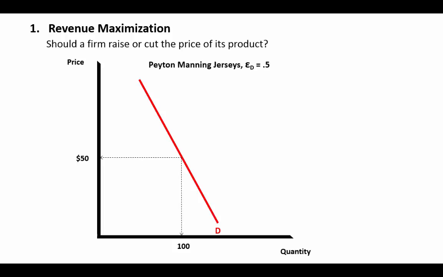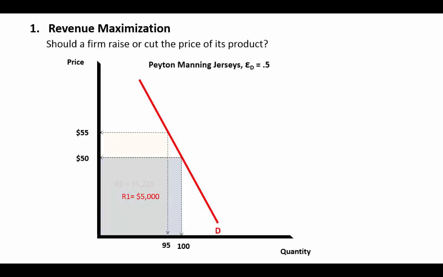elasticity coefficient 0.5. So initially, let's say this is just a sports gear shop in Denver, they're selling 100 jerseys per week at a price of $50 each. Revenue's $5,000. We know that with demand being inelastic, if we increase price, the reduction in quantity will be proportionately less than the price increase. So let's say we increase price by 10%. The reduction in quantity is going to be half that, so the reduction in quantity is going to be only 5%.